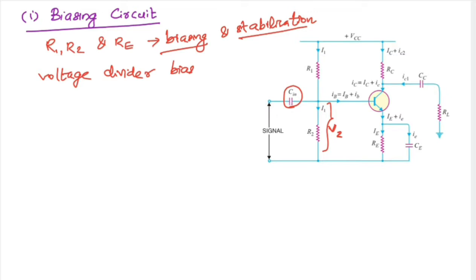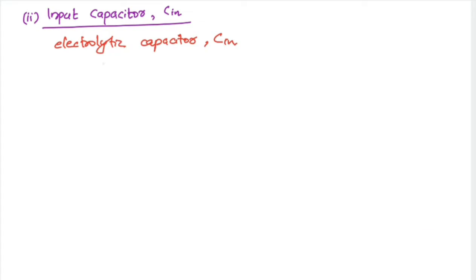If Cin is not used, then if we are putting a signal, there is some signal source resistance. So this resistance R will come in parallel with R2, and as a result the net resistance will change. So it will affect the voltage across R2, and it will affect the biasing of the circuit. So it is important that Cin is to be used in the circuit.